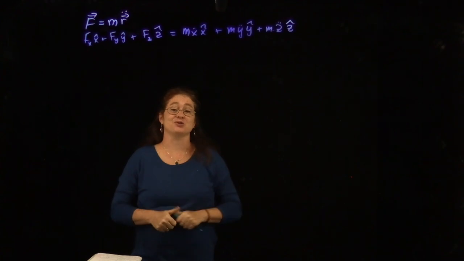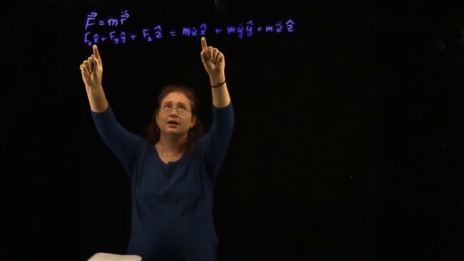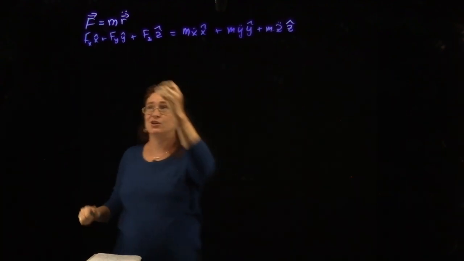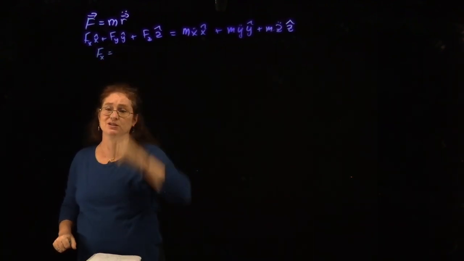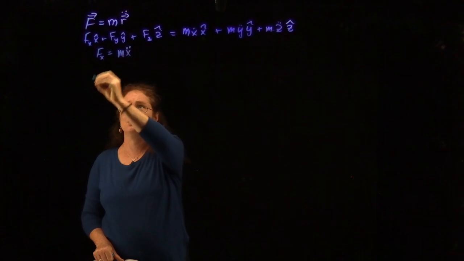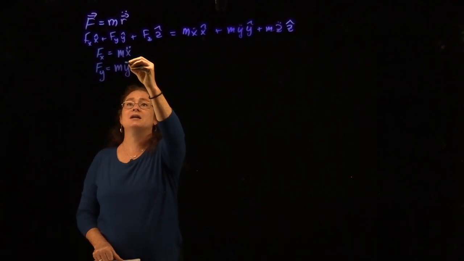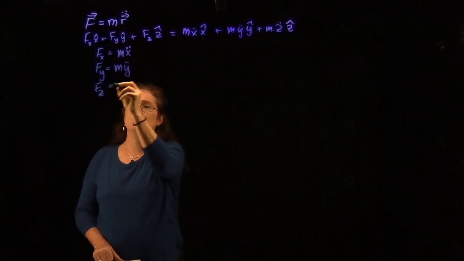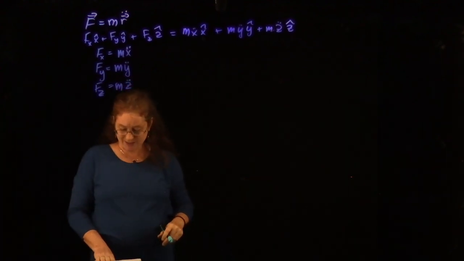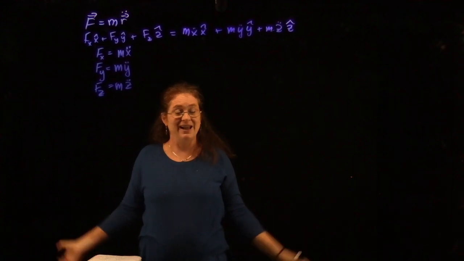Now, when I have a vector equation, because x hat is constant, each of the components has to equal each other on each side, so I can factorize this into three different equations. Fx equals m x double dot, let me make sure my dots are big and visible, Fy equals m y double dot, Fz equals m z double dot. This is three different equations. I can consider the motion in each direction separately.